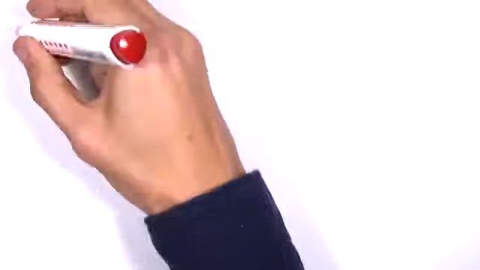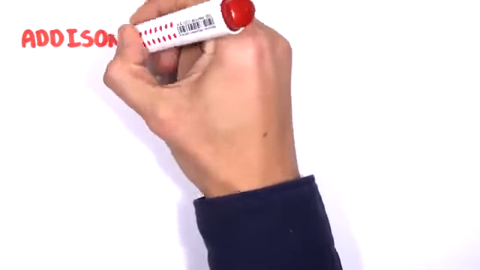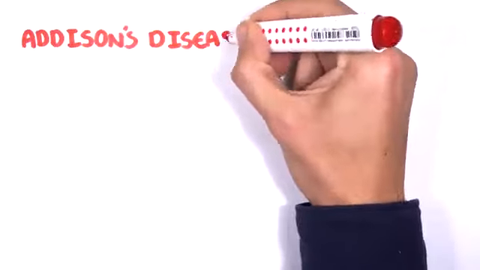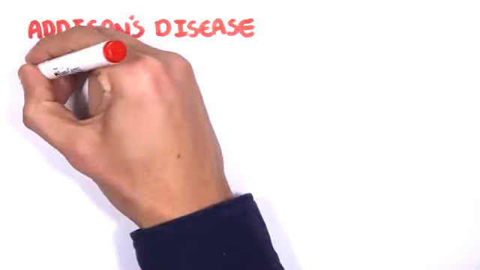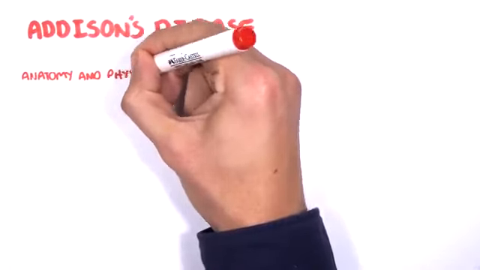Hello, in this video we're going to talk about Addison's disease. When you think of Addison's disease, just think of it as being opposite to Cushing's disease. However, it's more that Addison's disease is characterized by insufficiency of all the hormones produced by the adrenal cortex.